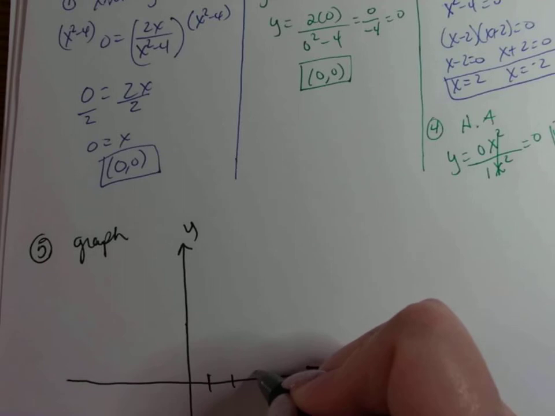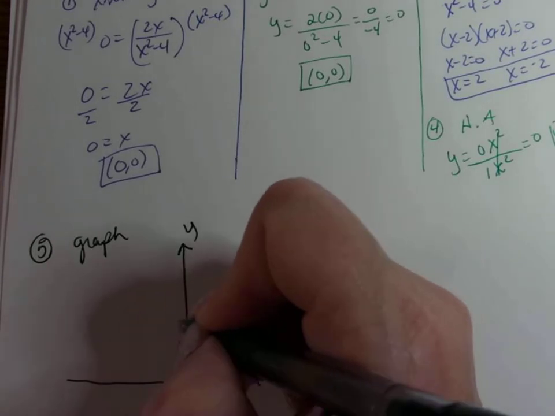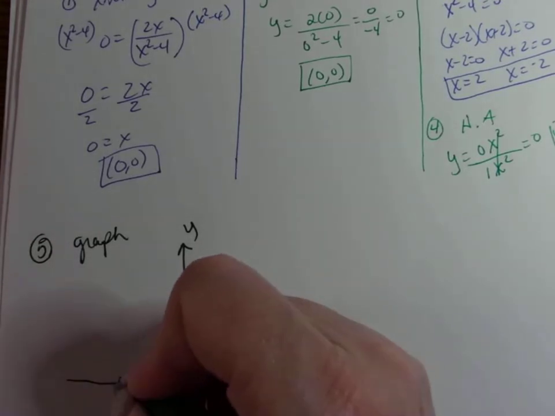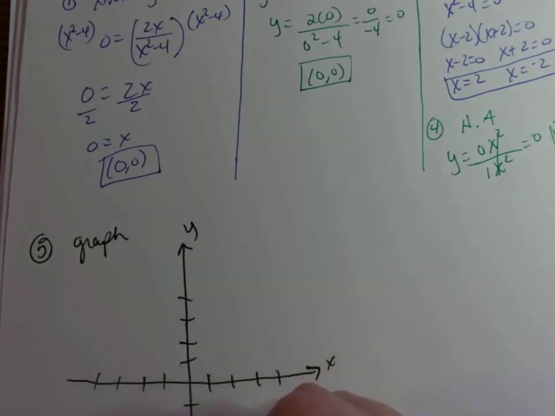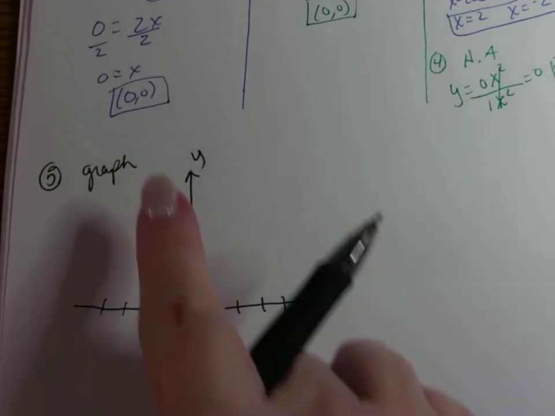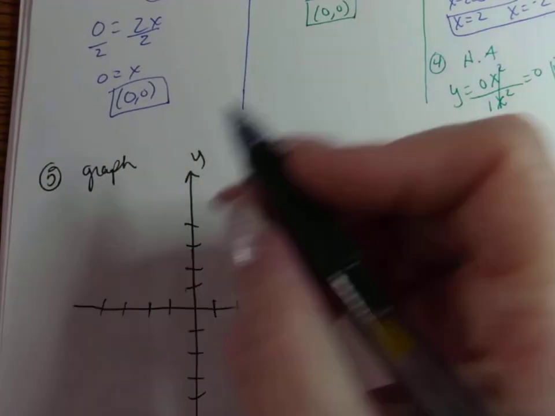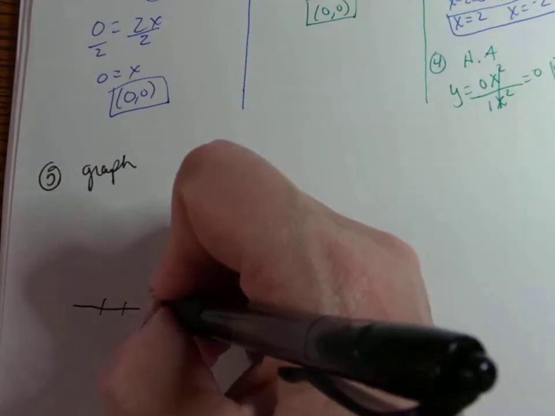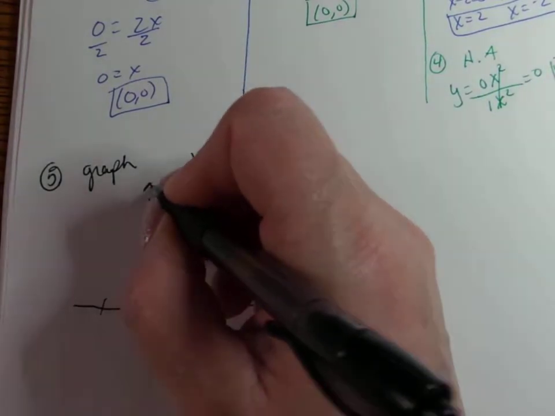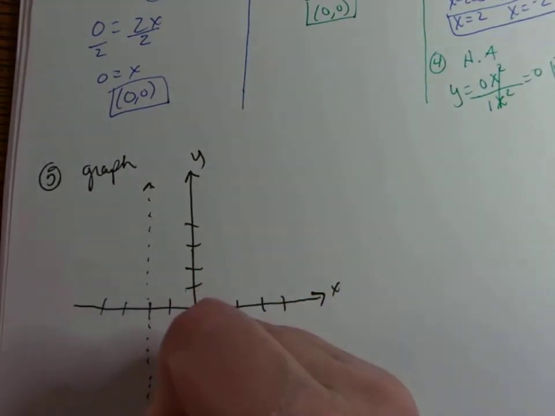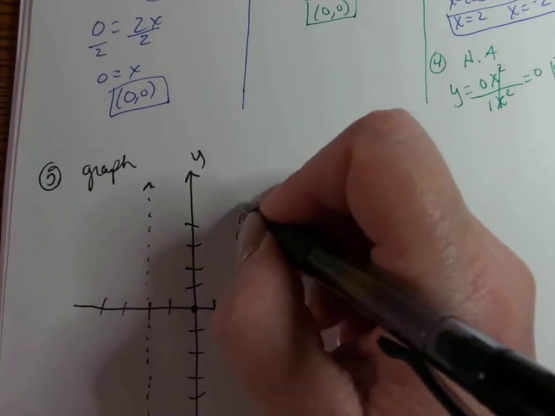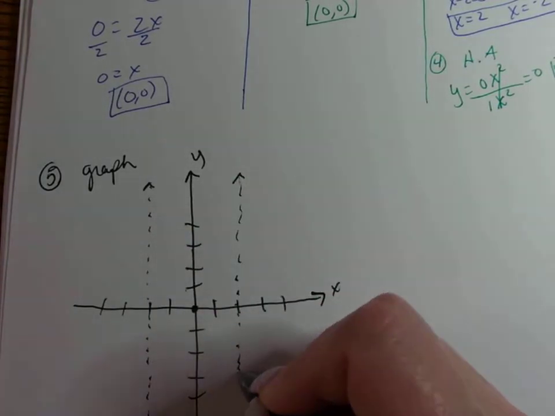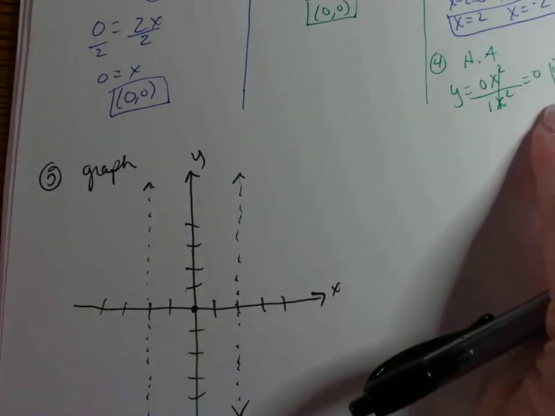So I'm going to do 4 hash marks again, and graph what we know. Our x and our y-intercepts were the same point. We have 2 vertical asymptotes, one at -2 and one at 2. And then our y-intercept is at 0.